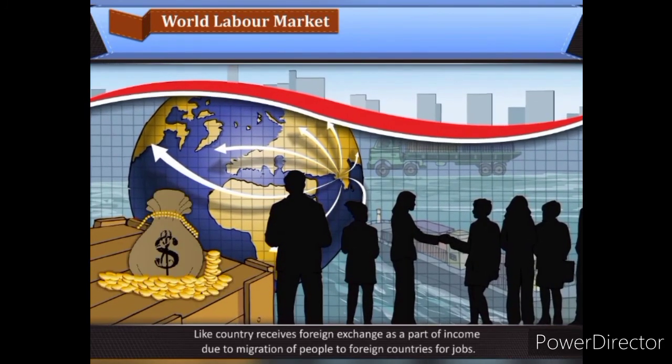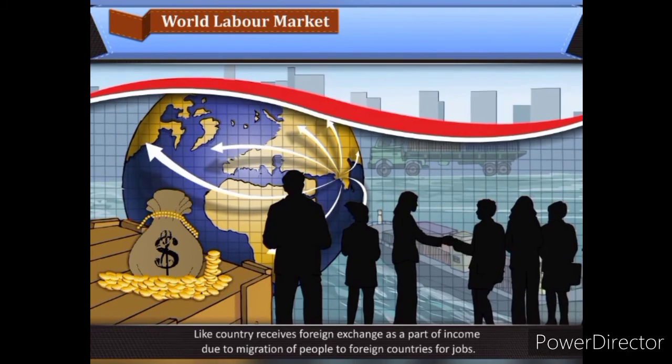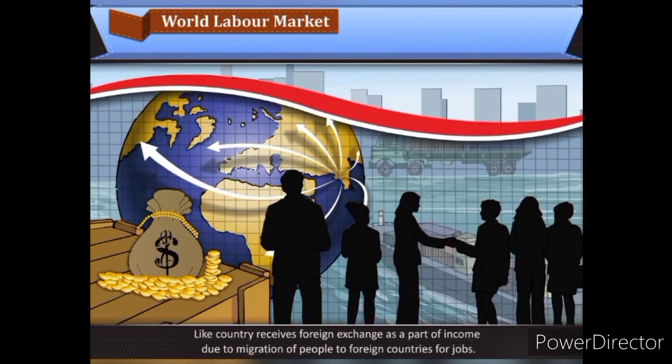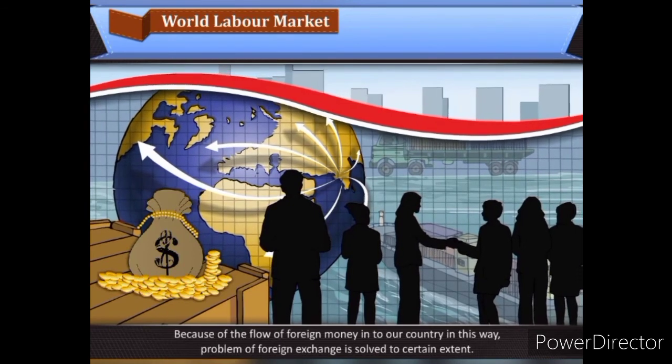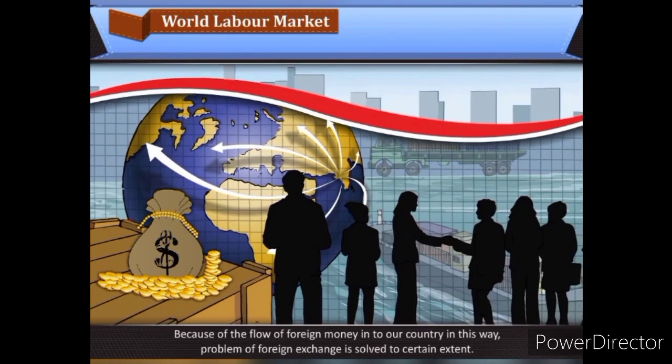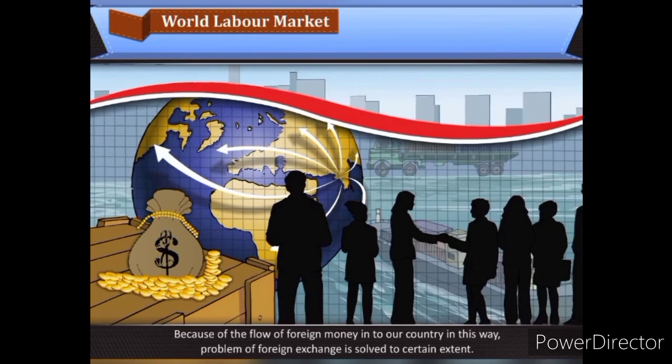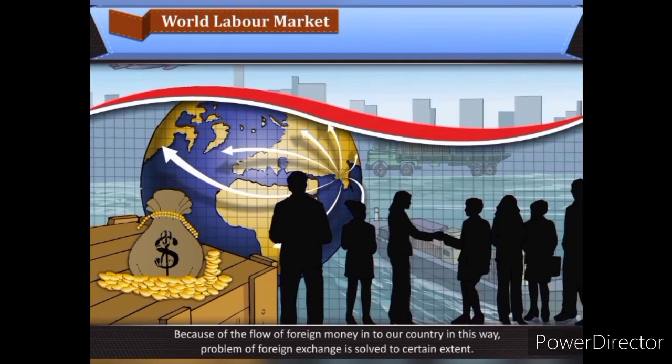The country receives foreign exchange as a part of income due to migration of people to foreign countries for jobs. Because of the flow of foreign money into our country in this way, the problem of foreign exchange is solved to a certain extent.